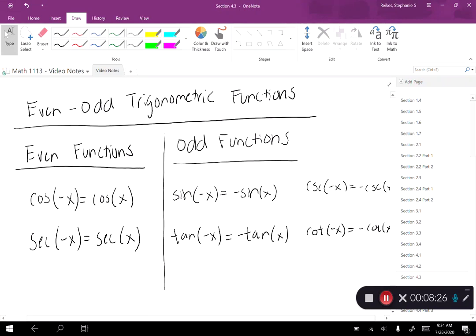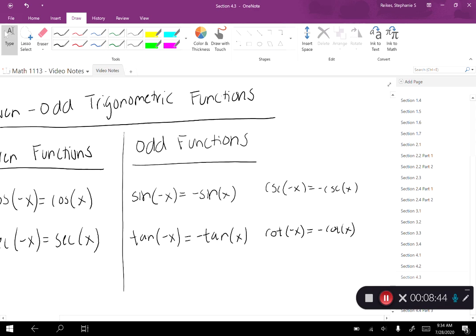Even odd functions next. Your 2 even functions are cosine and secant. Remember, cosine of negative x is equal to cosine x, and secant of negative x is equal to secant x. And the remaining are considered odd functions. So sine of negative x is negative sine x. Tangent of negative x is equal to negative tangent x. Cosecant of negative x is equal to negative cosecant x, and cotangent of negative x is negative cotangent x.